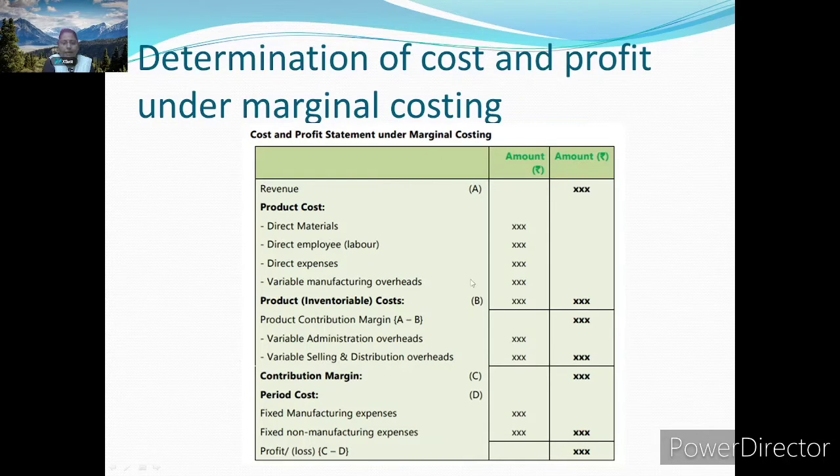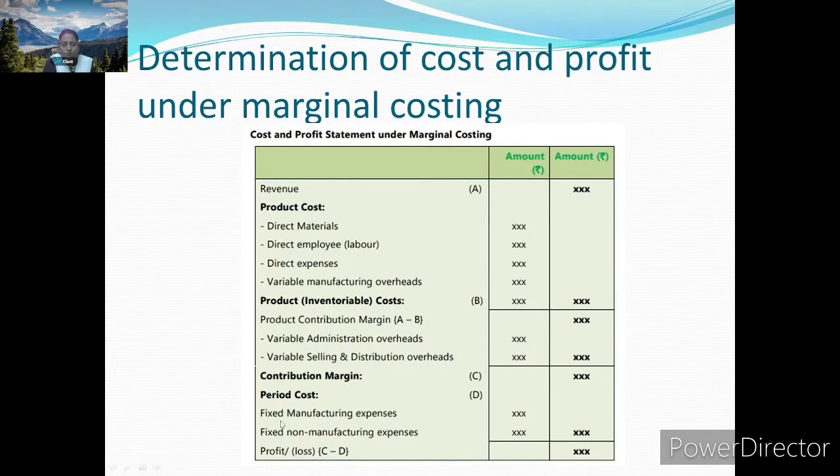This is category A. Then B will be the product inventoriable costs. Add together; that is A. We have to deduct total B from the total A, and we get the product contribution margin, A minus B. From this we have to deduct variable administration overheads and variable selling and distribution overheads, and we will get the contribution margin.